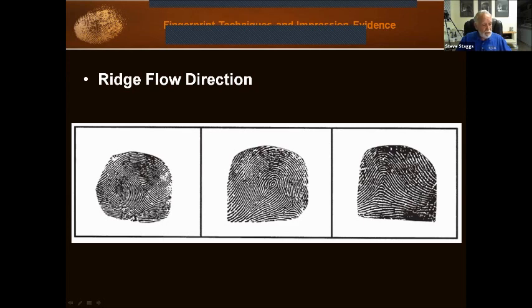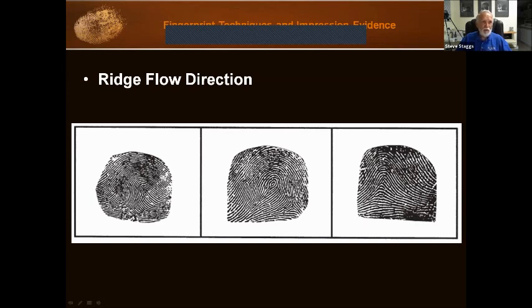So let's look at an example here. Notice the differences in the ridge flow direction in these 3 fingerprints. When examining a latent fingerprint, attempt to determine its pattern type by the flow of ridges. This will be easy in some instances, difficult in others, and impossible in some cases.